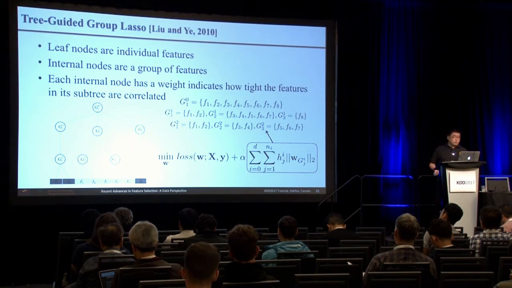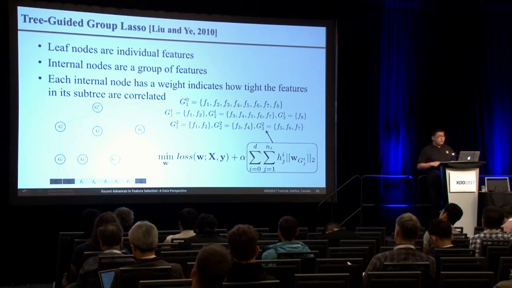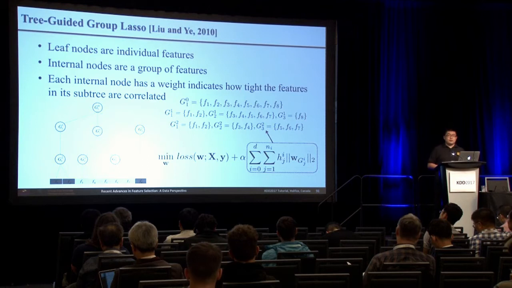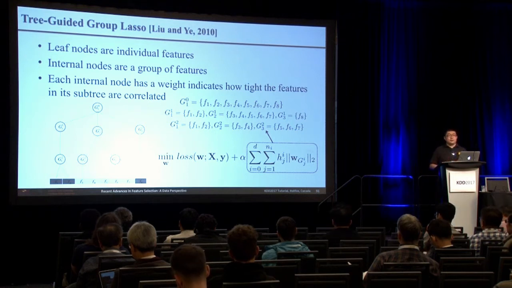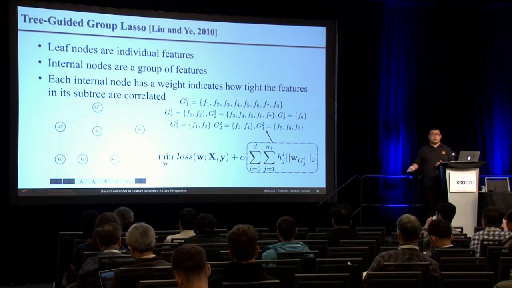In this example, we can find that the features in the child node are a subset of the features in its parent node. So if a parent node is not selected, then all the features in its subtree will also not be included in the model.